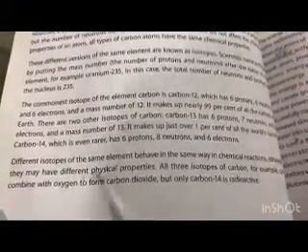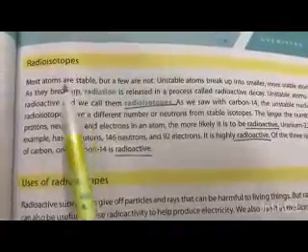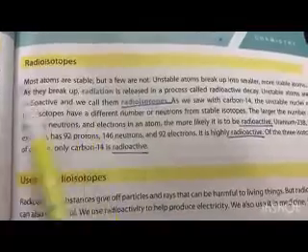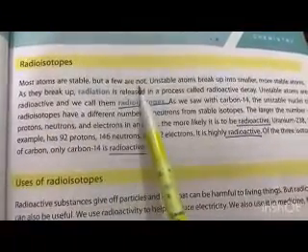Different isotopes of the same element behave in the same way in chemical reactions, although they may have different physical properties. All 3 isotopes of carbon, for example, can combine with oxygen to form carbon dioxide, but only carbon-14 is radioactive. Now, what is radioactive? That is radioisotopes. Most atoms are stable, as we know, but a few are not.